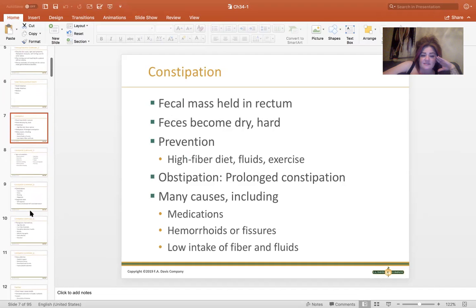Not that the rest is not important, but constipation is something I think is really important, and we went over this in my last clinical and the one before that, mainly having to do with med-surg. In a lot of areas of medicine and nursing, constipation does come up, right?